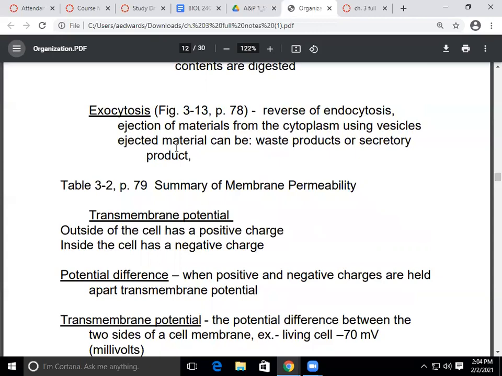Just like endocytosis is bringing things into the cell, exocytosis is taking things out. It's the reverse process of endocytosis. Here you're releasing material from the cytoplasm through a vesicle. That vesicle travels from the inside of the cell to the surface of the plasma membrane, then fuses with it and releases the contents out. Typically there are two reasons for this. It could be a waste product, or it could be some secretory protein or material that needs to be secreted to go out of the cell to some other cell.